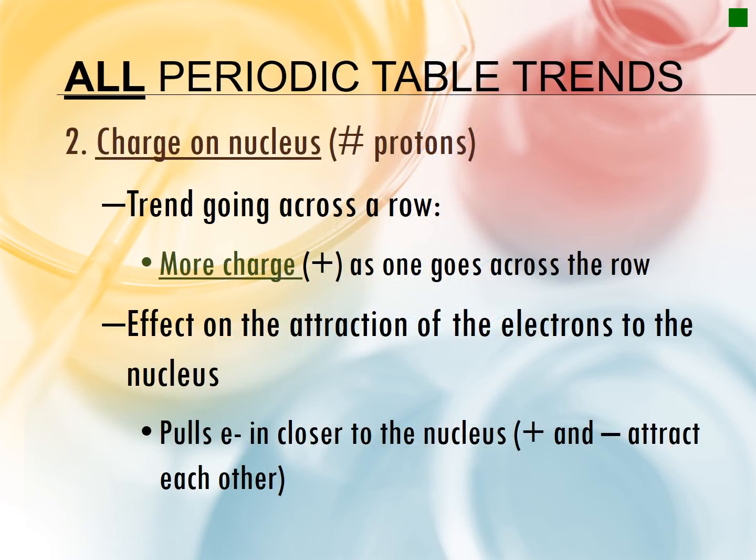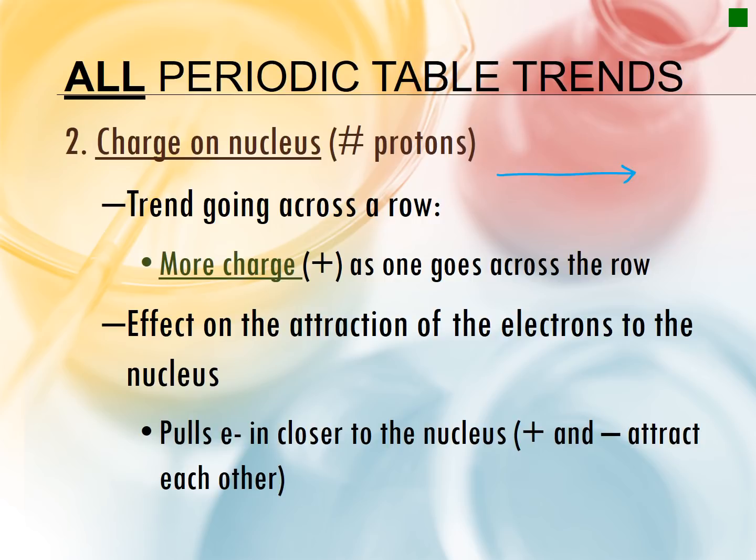The other periodic trend that we're going to be talking about is going across a row. So you might think, well, what's changing when you're going across a row? Well, because you're on the same energy level, you're relatively the same distance from the valence electrons to the nucleus. What happens, though, is your charge, the number of protons, and your number of electrons changes.